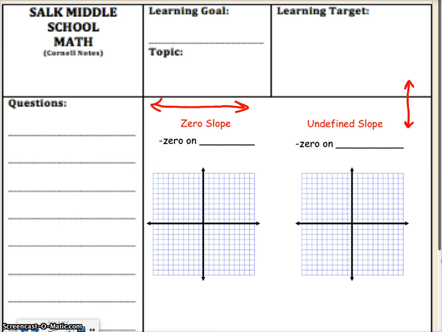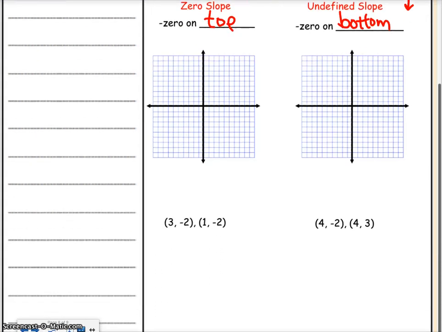You will come across zero slopes and undefined slopes given 2 points. If the 0 is on the top, it looks like this. If the 0 is on the bottom, it looks like that. Okay? So anytime you have a 0 at the end, it's going to be a special slope. It's either going to be a horizontal line or vertical line. All right.